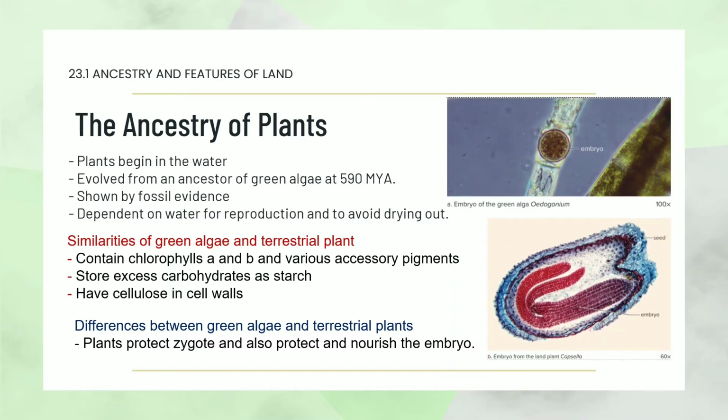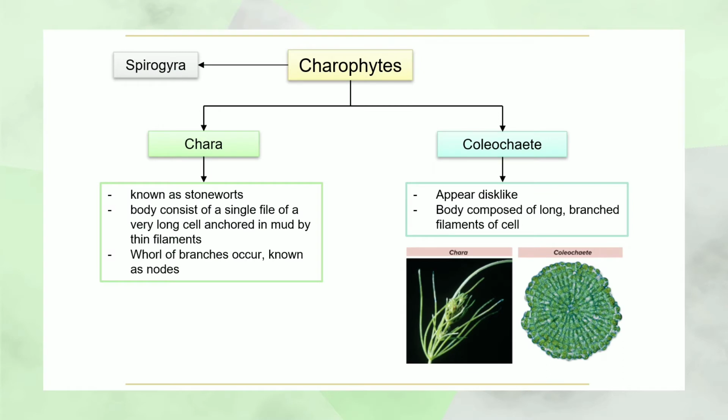So these are the pictures that show the embryo of green algae and plants. From the first picture, we can observe that there is no protection around the embryo of green algae. However, in the second picture, we can see that the embryo is protected by the seed coat and nourished by nutrients. Based on the commonality with algae and DNA and RNA-based sequences, it is stated that the group of algae which is most related to plants is charophyte.